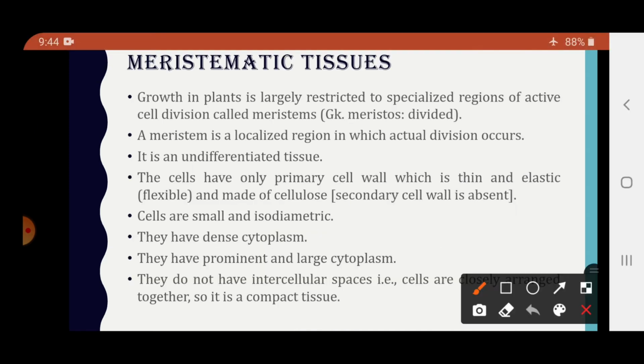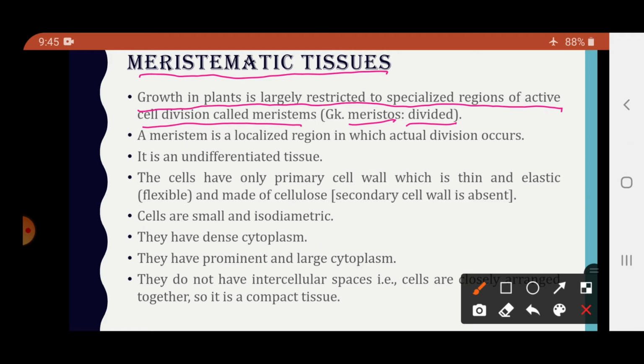Now students, first of all we will begin with the meristematic tissues. So what are meristematic tissues? Growth in the plant is largely restricted to specialized regions of active cell division called meristem, which comes from the Greek word meristos, meaning divided. When we study the plant, one thing you should keep in mind is that growth occurs throughout their life. So where will the growth process occur in the plant? Basically growth occurs in the specialized regions of active cell division. Plants have certain regions where cell division continuously takes place, and due to that they are responsible for continuous growth.